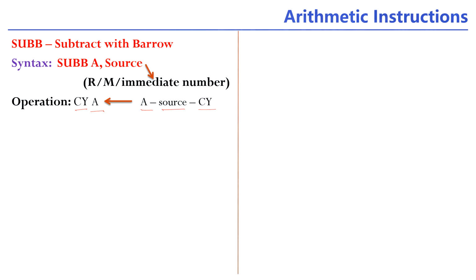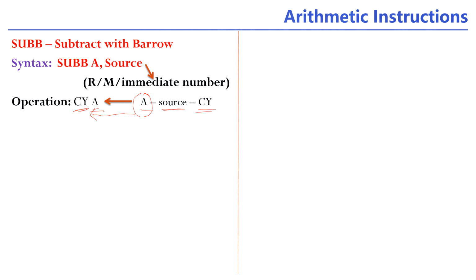The operation is very simple here. Source and carry are subtracted from the A register and the result is saved in the accumulator. If any borrow is required, the carry will be set to 1. This is the operation of subtraction with borrow.